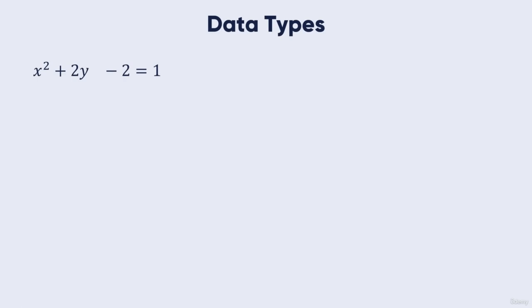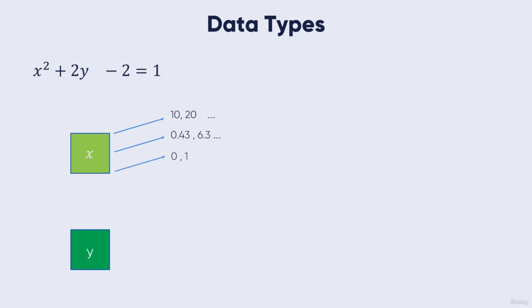In this equation, the variables x and y can take any values, such as integral numbers 10 or 20, real numbers such as 0.43, 6.3, or just 0 or 1. In the same way, y could take 53 or 99, or 0.211 or 8.7, or 0 or 1.